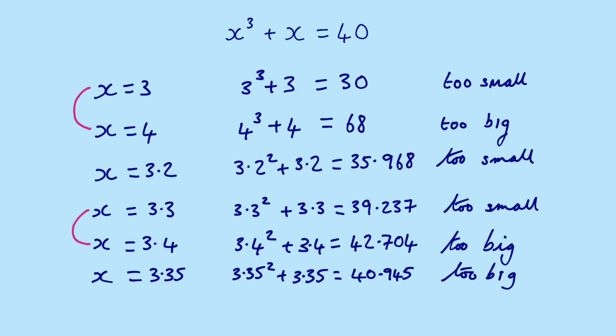To recap, the solution to 3.35 is too big, therefore we round down. So the answer will be 3.3.